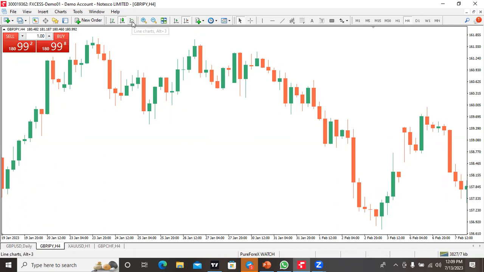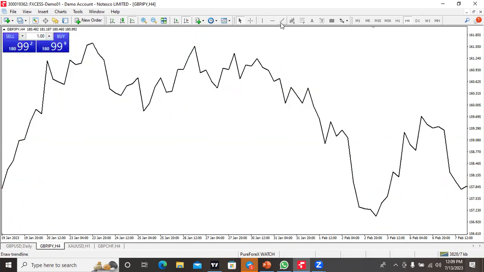So I will change to the line chart. This is how you change to the line chart. When you change to the line chart, this is what we call strong support. This is strong support. So we'll mark that strong support like this.